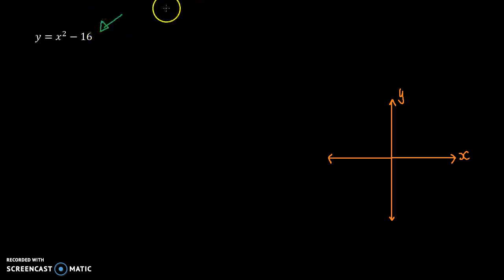We're going to plot this function over here. Now, whenever we plot a function, the first thing we need to look at is the shape. We need to determine what kind of shape it is, and then we find the intercepts. Sometimes this is enough information to plot the function, and sometimes it isn't. But with most of them, it is.